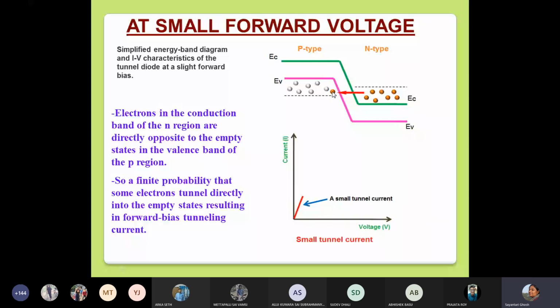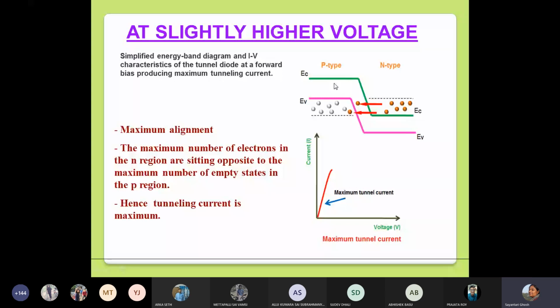Okay, so what happens now? If I increase the voltage a little bit, to a slightly higher voltage, you can again imagine either the p-type side went down more or the n-type side went up more, and now these two states are completely aligned. So we have maximum alignment right now. The maximum number of electrons in the n region are sitting opposite to the maximum number of empty states in the p region. That means maximum tunneling is occurring at this point, so a huge tunnel current will start flowing in the device. In the IV characteristics, you will see that the current started increasing, and now it reaches a value where the tunnel current is maximum.